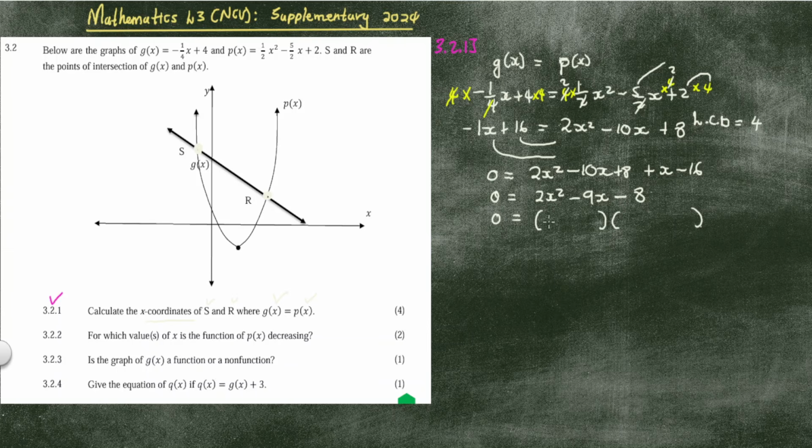Then we'll have to simplify this using the quadratic equation, or you can use the factoring method rather. Alright, that's 2x, then it's gonna be an x.